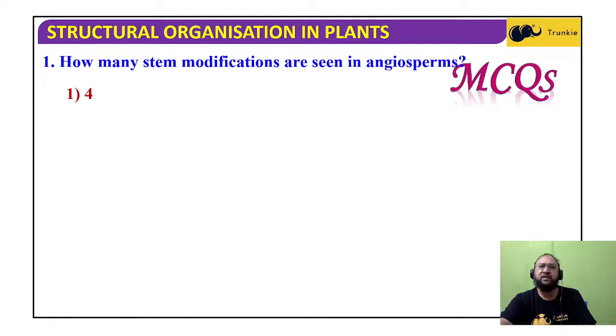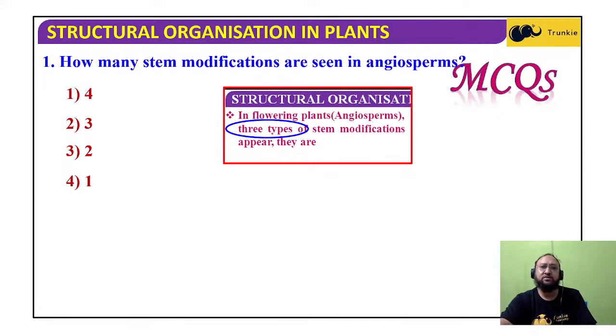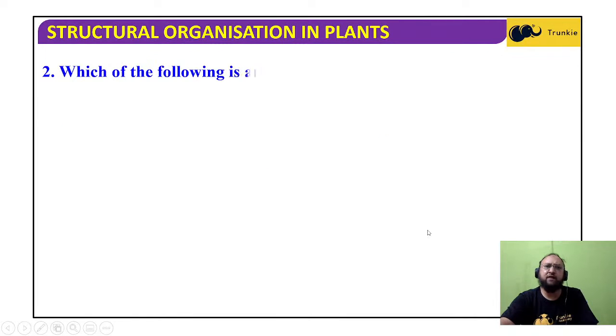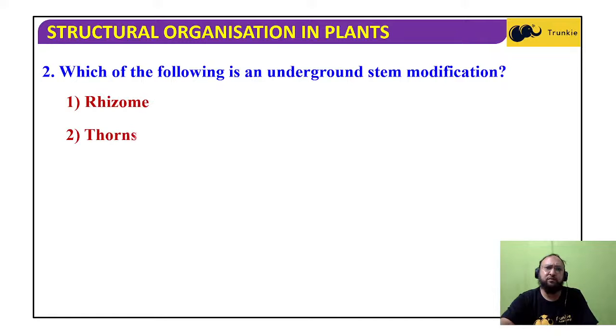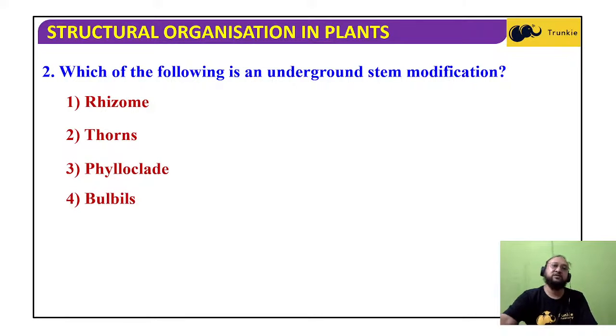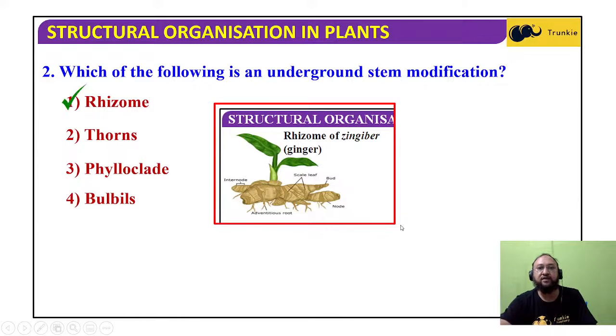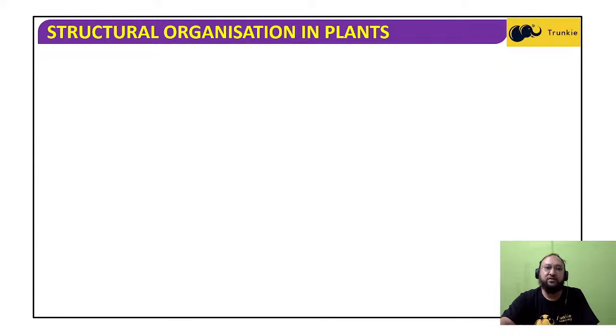How many stem modifications are seen in angiosperms? 4, 3, 2, or 1. It is 3 types of modifications. One is the aerial, one is the underground, and the third one is the subaerial, under the ground or on the surface. So the 3 types. Which of the following is an underground stem modification? Rhizome, thorn, phylloclade, or bulbous? Completely underground, that is the rhizome, like we have seen in the case of Zingiber officinale or ginger.